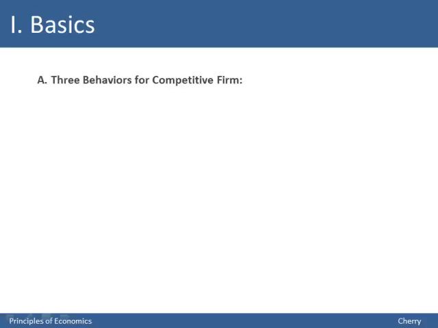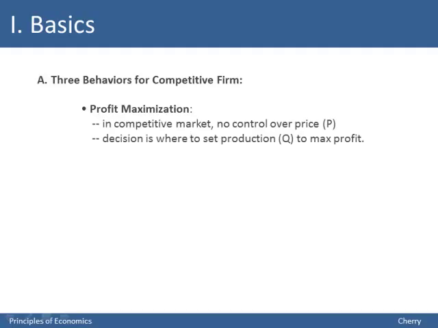So first, the basics. And we're going to focus on three behaviors for a competitive firm. First is profit maximization, meaning how can they set their production level so that they can maximize their profits. Now, one thing to keep in mind is in a competitive market, firms do not have control over the price. All they have control over is where to set their production.